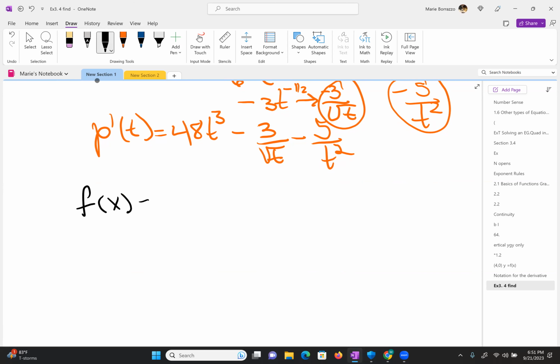And let's say this is 6x to the third minus 4 square root of t plus 3 over t. Give that a shot. Let's see if we get it.